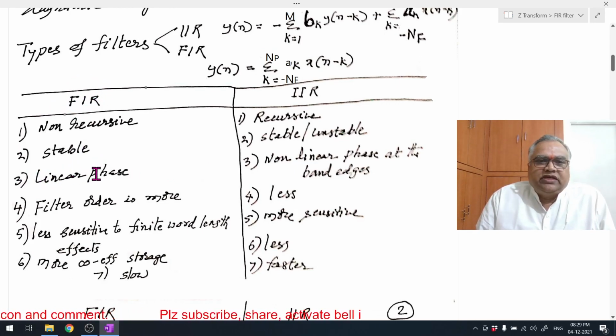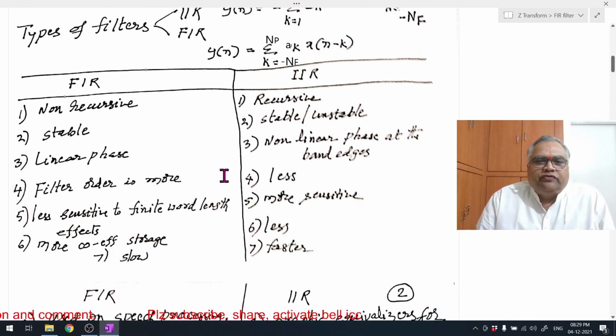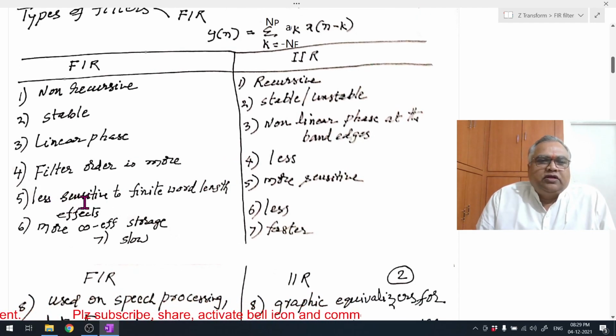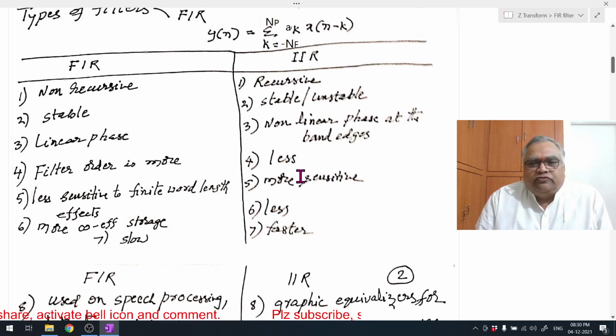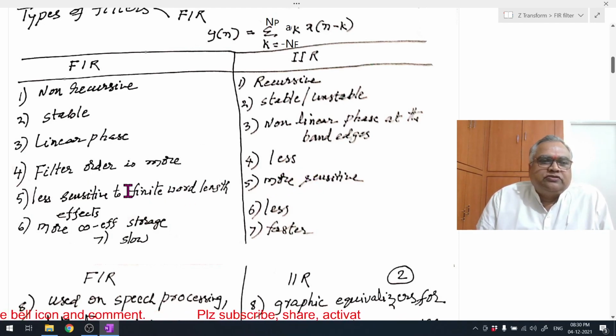The unique advantage of FIR is linear phase, whereas IIR is non-linear phase. Filter order is more or less. For given filter specifications, if you design using FIR, the order will be more, here the order will be less. That you will see when I am solving the problem. FIR is less sensitive to finite word length effects, and IIR is more sensitive, because more multiplications are involved, as the present output depends on previous outputs also. So in the process, the number of times we multiply, the output value changes. So IIR is more sensitive, FIR less sensitive.